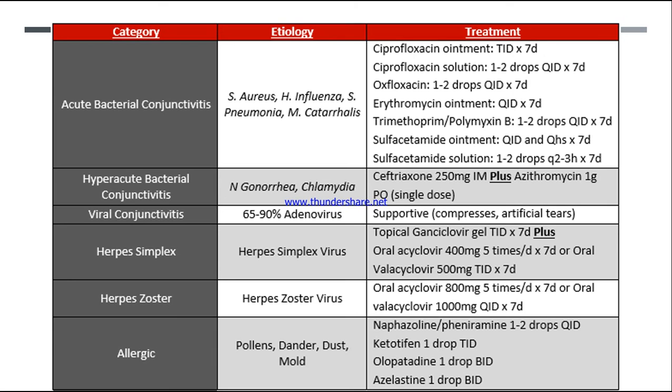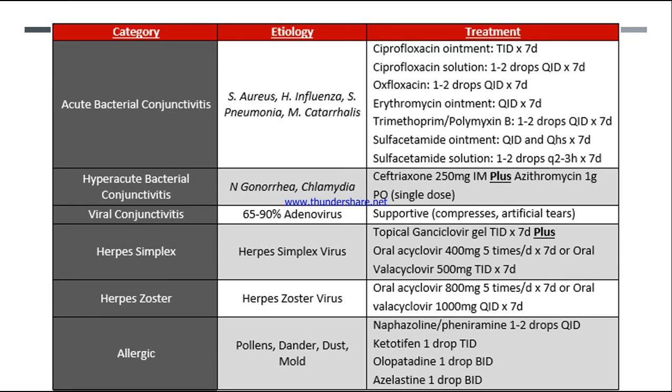Next, the treatment for viral conjunctivitis. The main cause is adenovirus. It is supportive treatment. Like I said, viral conjunctivitis is self-limiting. So supportive treatment can be given to the patient, like cold compress or artificial tears. Next, herpes simplex virus.